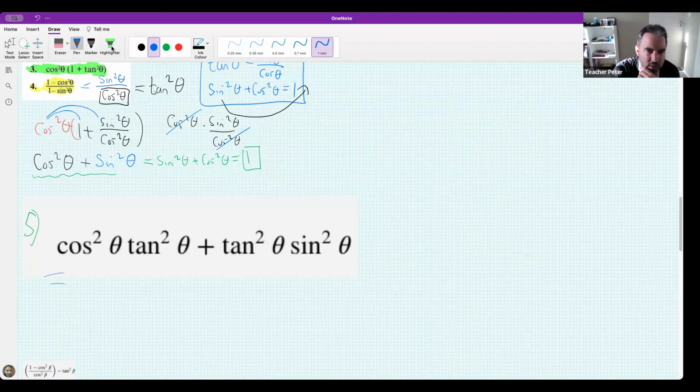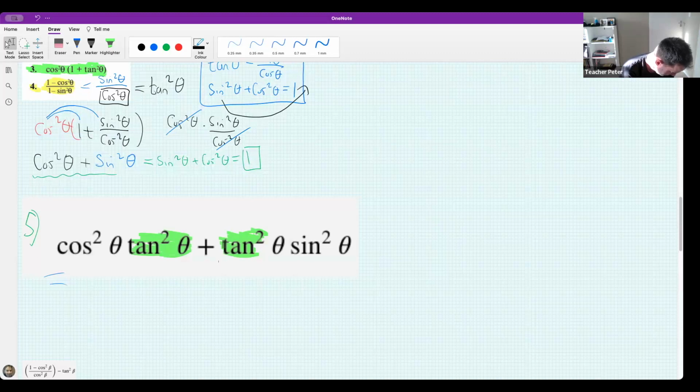Who has an idea to get started? What's really catching me are these tan squared thetas. Does anybody have any ideas? Okay, let us go to Bukle. What would you do?